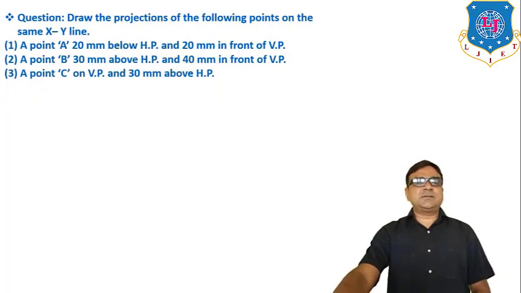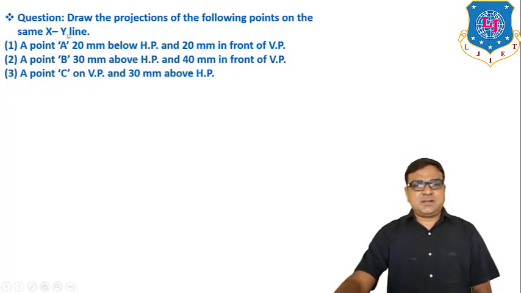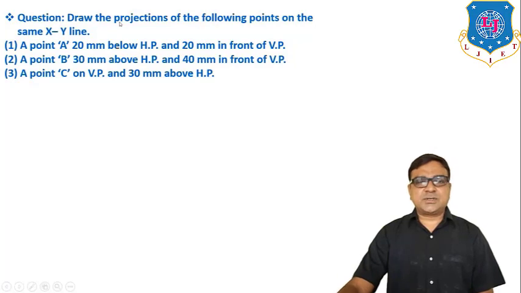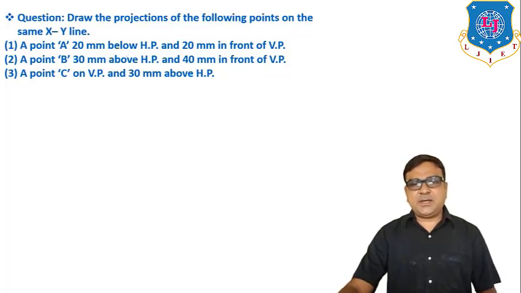Now we have some exercise. Suppose our question is: draw the projection of the following points on the same XY line. The point is 20 mm below HP and 20 mm in front of VP. So in which quadrant is the point located? Below HP and in front of VP means the fourth quadrant.